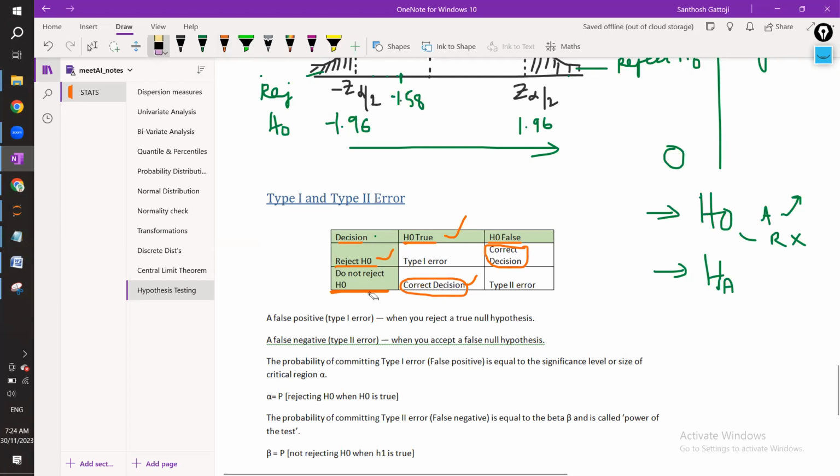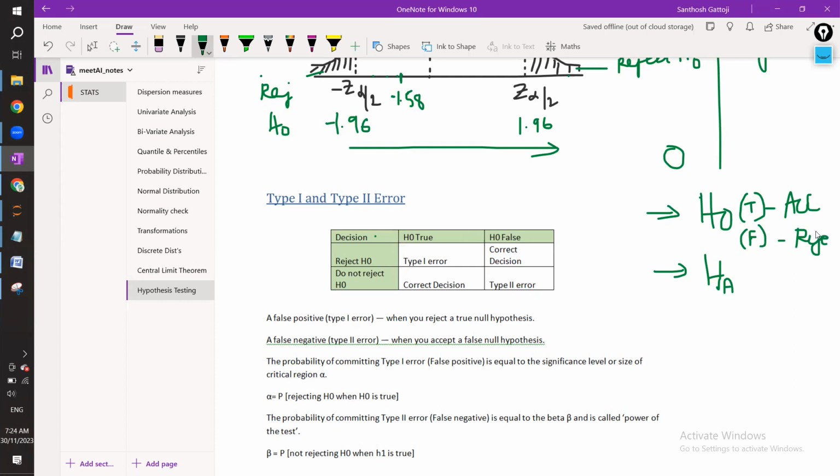See, first of all, if the null hypothesis is true, should I accept it or reject it? Obviously, I should accept. Agree? If the null hypothesis is false, what should I do? Reject. Simple. We always accept the truth and reject the falsehood. If the null is saying something true and we accept, that is perfect. If it is saying something false and we reject, that is perfect.